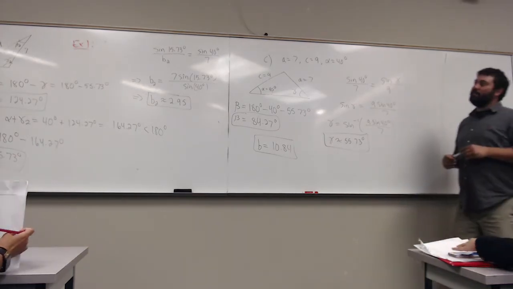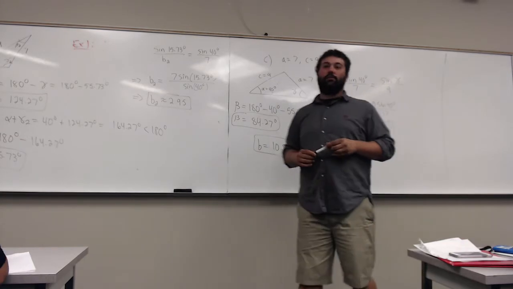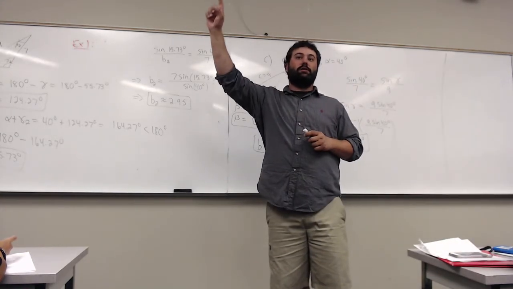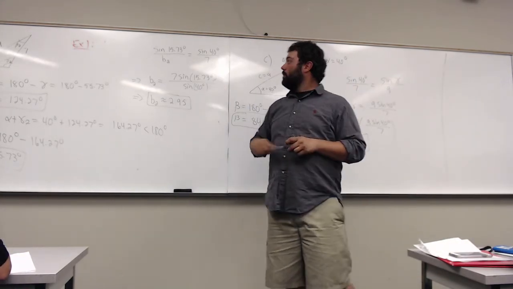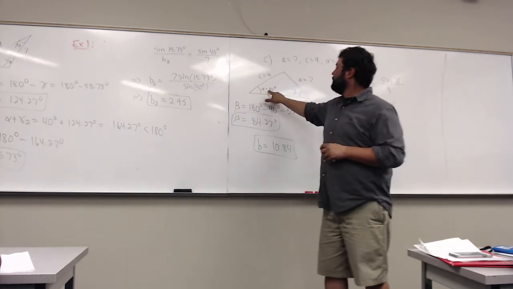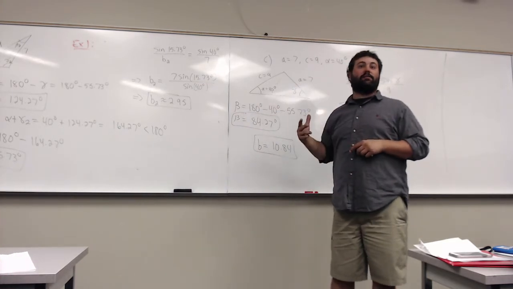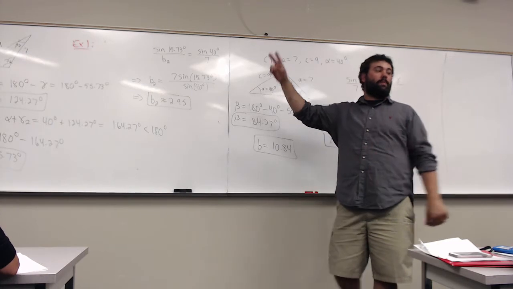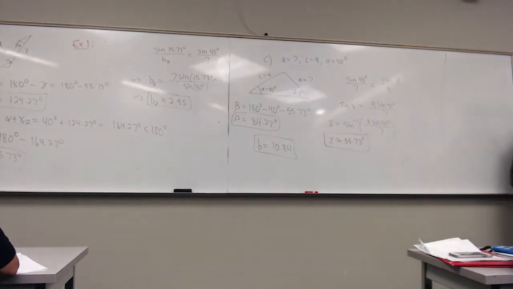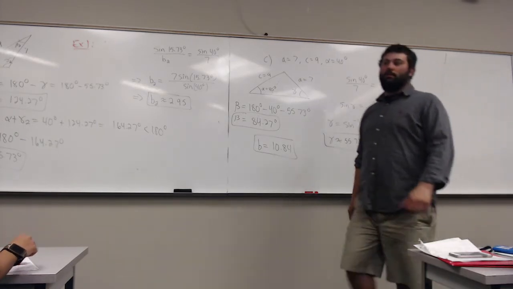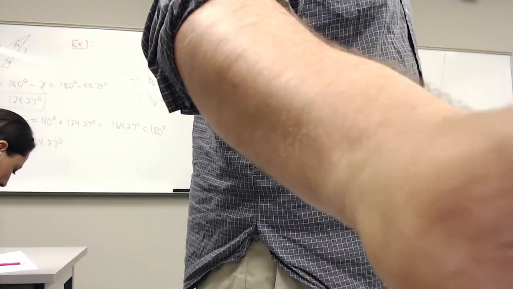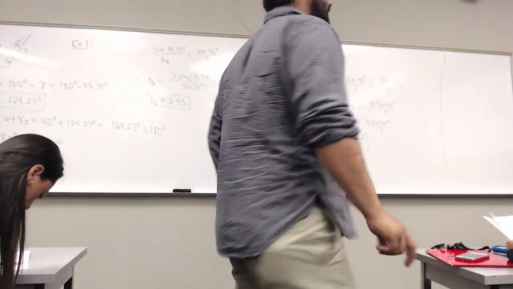Remember, if you're doing side-side-angle and the given angle is obtuse, there's at most one solution. And if the given angle is acute, like it was in this problem, right, we started with a 40-degree angle, then in that case there's possibly two solutions. All right, any other questions, maybe homework questions? Should I throw another example up there? We could do that.